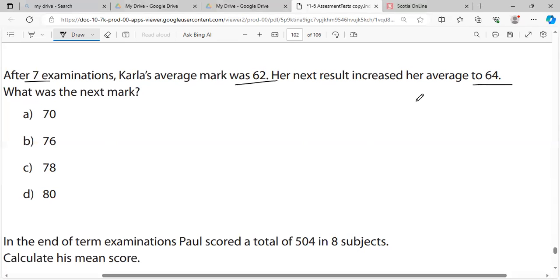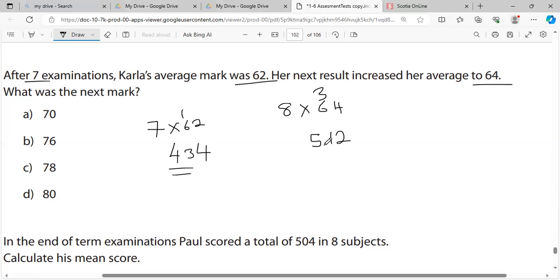So let us look at it. In order for the next one to increase it to 64, it's going to be 8 tests. So it's going to be 8 times 64. Her current aggregate would be 7 times 62, because I want the aggregate score. 7 times 2 is 14, so that's 4 and carry 1. 7 times 6 is 42, and 1 is 43. So that's 434. That's her aggregate score as it is now. And for the average to be 64, it's going to be 8 times 64. 8 times 4 is 32. 8 times 6 is 48, and that gives 512.